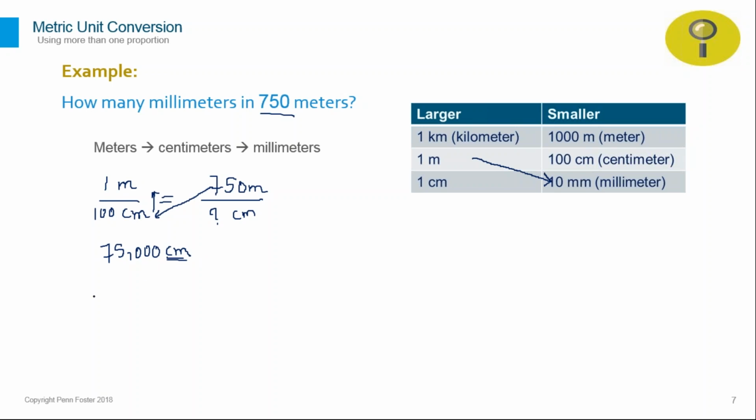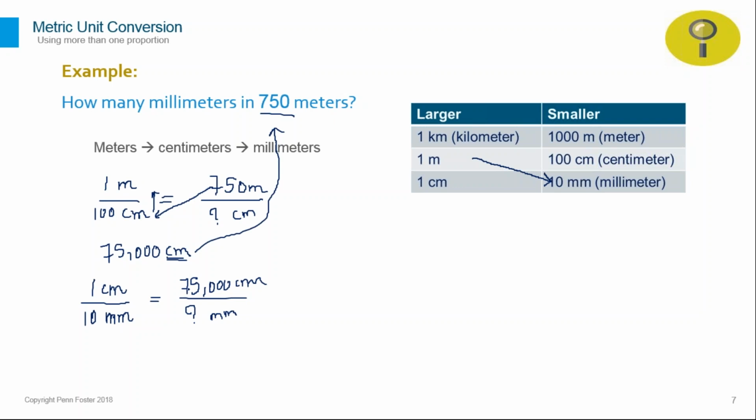I need another proportion. So in this proportion, I'm going to convert centimeters to millimeters. From the table, I know that 1 centimeter equals 10 millimeters. Now I know that I have 75,000 centimeters, which are actually equivalent to the 750 meters. I'm trying to find the equivalency in millimeters, and I need to know how many millimeters that is.